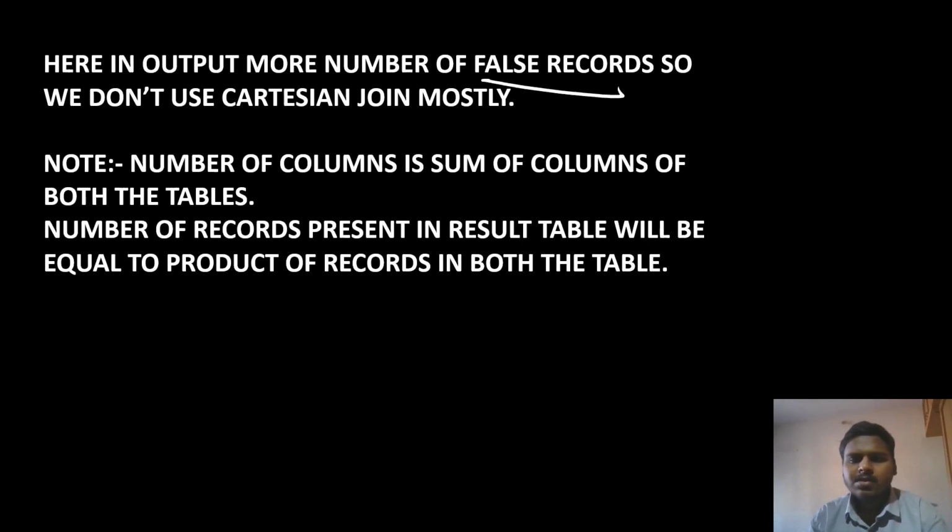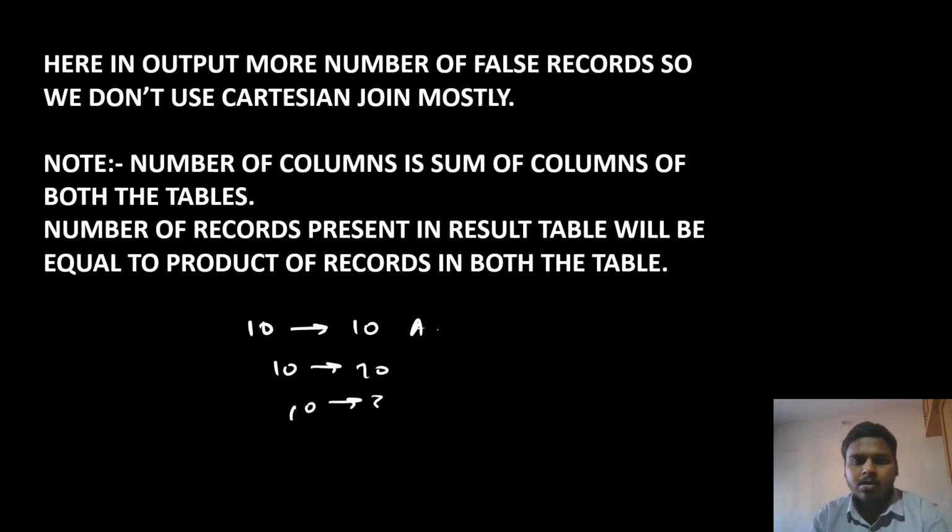False records means what, sir? So what is happening here is in the EMP table, department number 10 is there. So in the DPT table, how we are jumping based on department 10. 10 should match 10, accounting. This should be there. But 10, 20, 10, 30, it's making the combination which is of no use. False records. So that's why we don't use the Cartesian join every time.